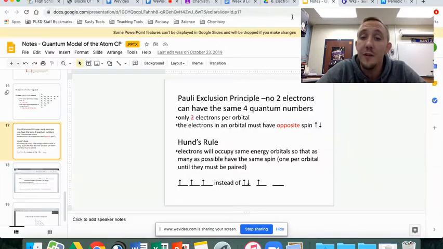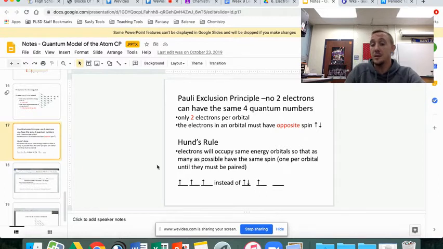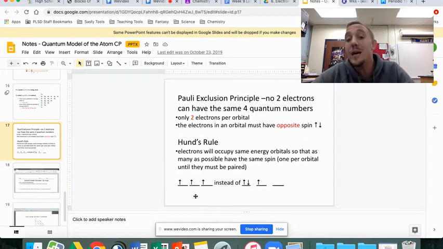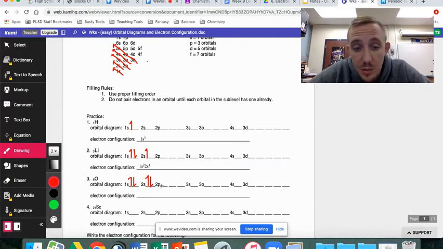But this is where you have to focus on Hund's rule. Electrons will occupy the same energy orbitals so that as many spins as possible are the same. So what I'm saying is you have to fill every orbital with an up before you can place any downs. So this is what we want, all up arrows. Then if we have enough left, we go to the down arrows. I have 4 more electrons to place, so I'm going to place up, up, up. Then I can place my down. So I've placed 8 total arrows.